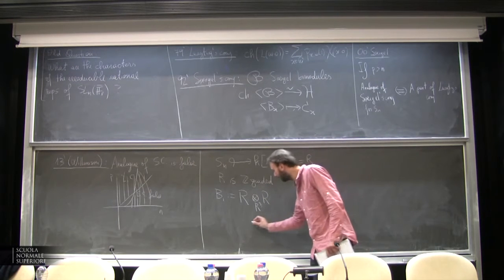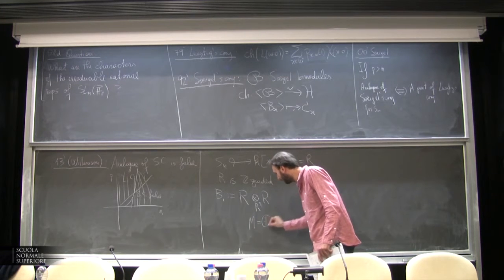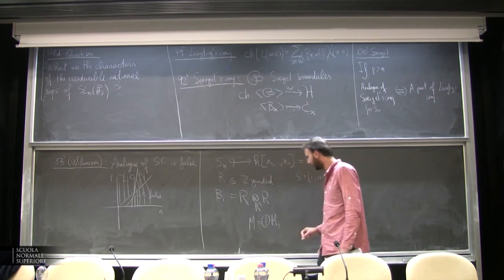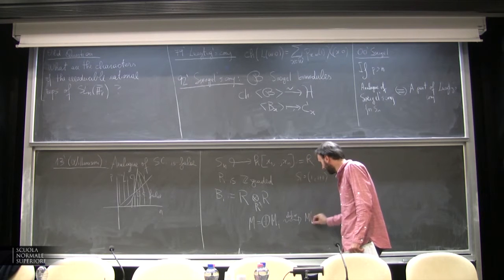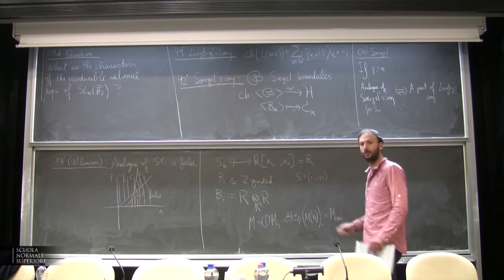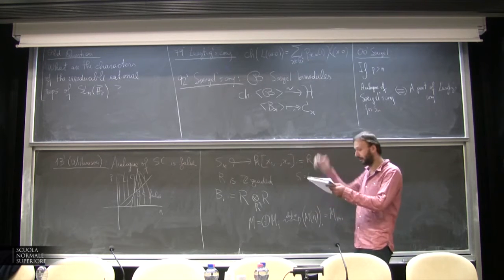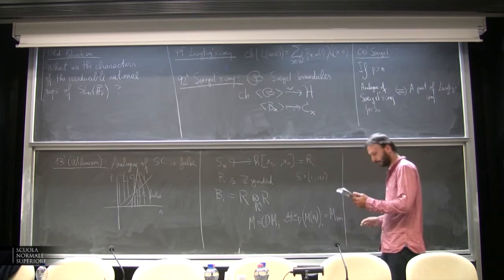So you just define the shift. If you have an object that is graded, you can define the shift such that in degree y it is n plus y. So you shift this thing. That's what you will be allowed to do in Soergel bimodules.